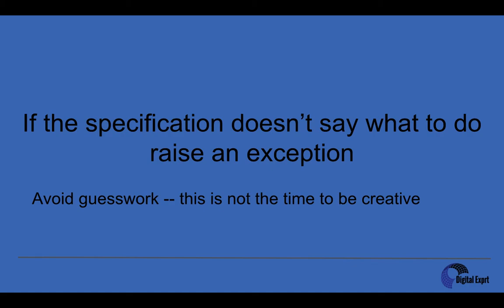If the specification doesn't say what to do, which is often the case, we just raise an exception. We are not to do any guesswork because this is not the time to be creative. We should stick to the letter of the law. For us, the specification is upstream from our system. We just blindly stick to it. If there is a fault, the specification needs to be changed, modified first, and then it trickles downstream.